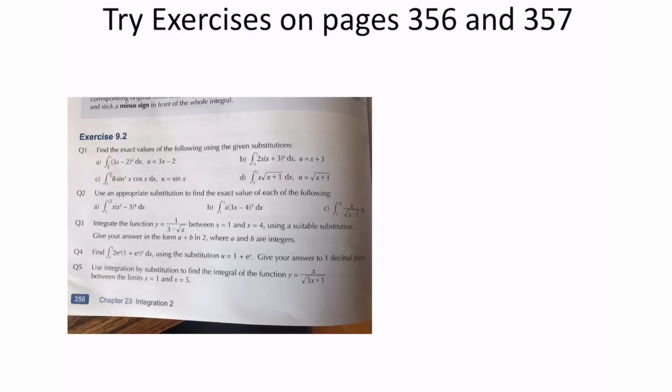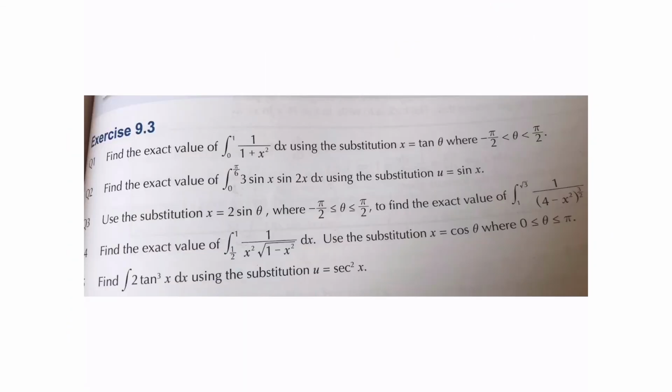Right. I need you to do exercise 9.2 and exercise 9.3, and just be aware that when you do questions with trig functions, your calculator always needs to be in radian. So make sure if you are working with any trig functions, your calculator is switched into radian.